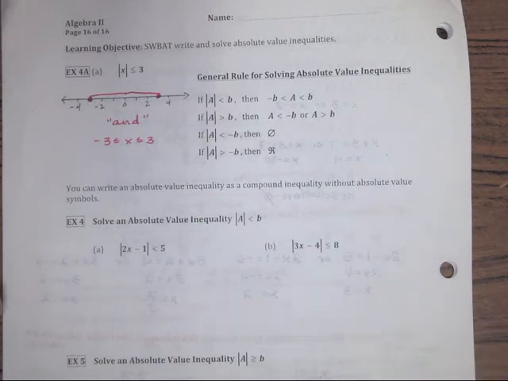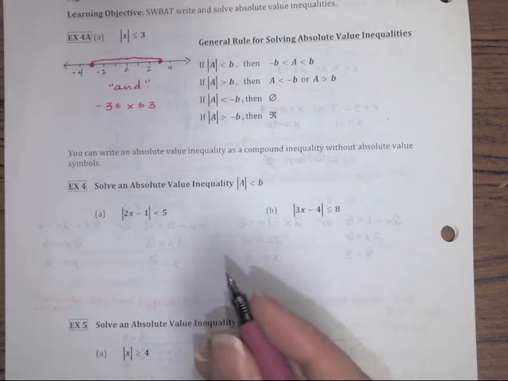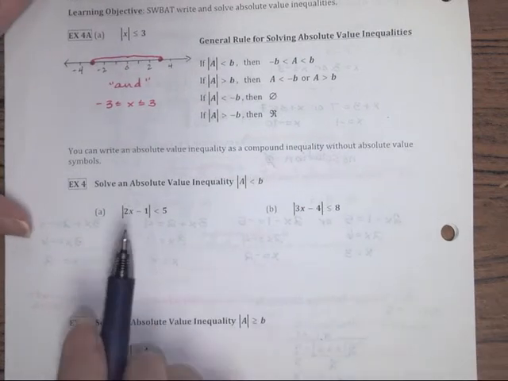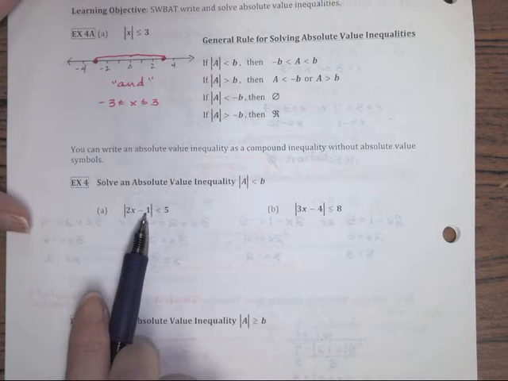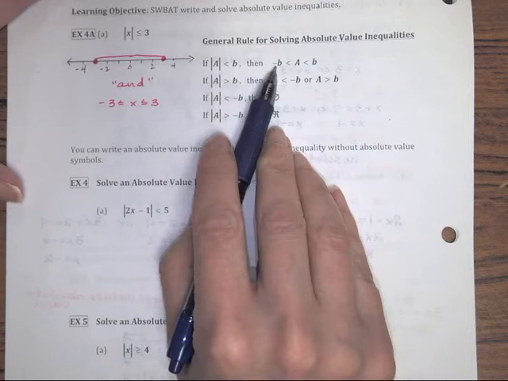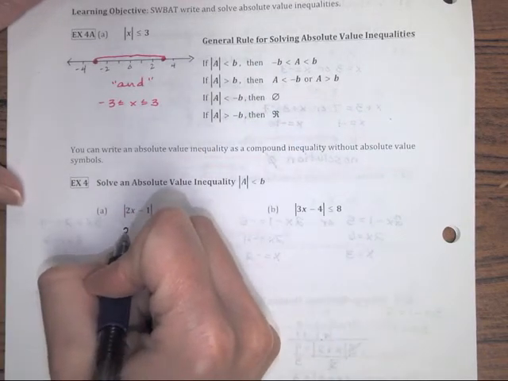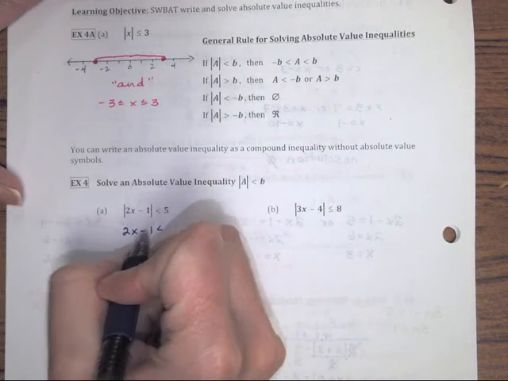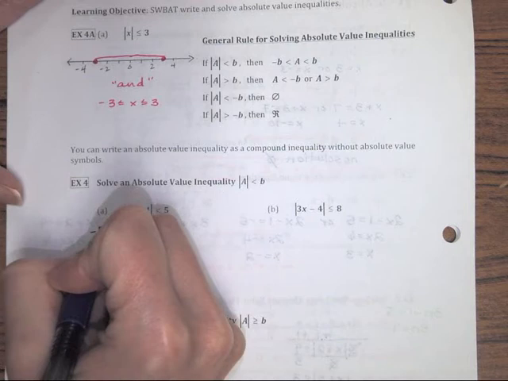So what I want to do is go down here to example A in number 4, and we're going to do exactly that. We've got absolute value of 2x minus 1 is less than 5. 5 is our positive number here. So we're going to set it up just like this. So I'm going to put my 2x minus 1 in the middle. I'm going to have a less than and a less than. I'm going to put positive 5 here and my negative 5 here.